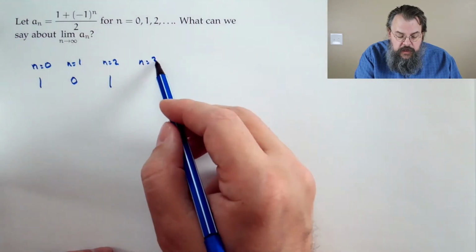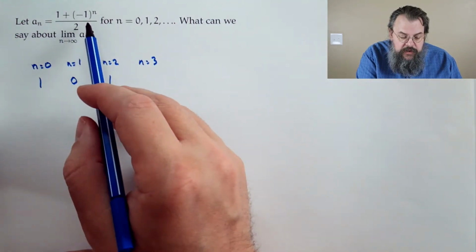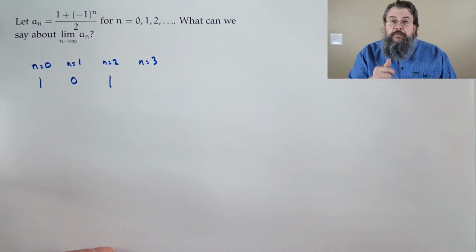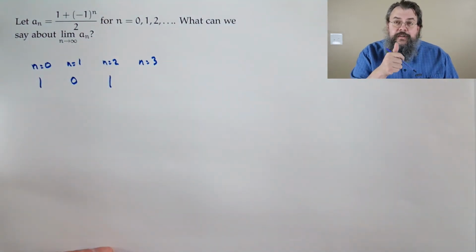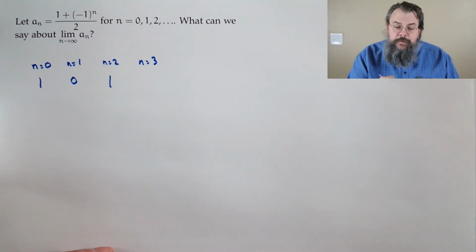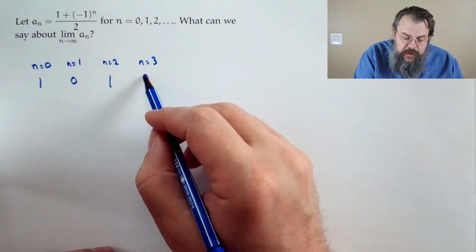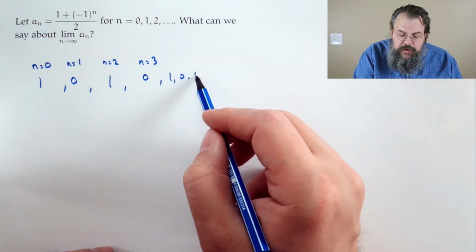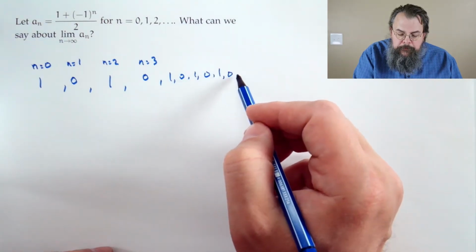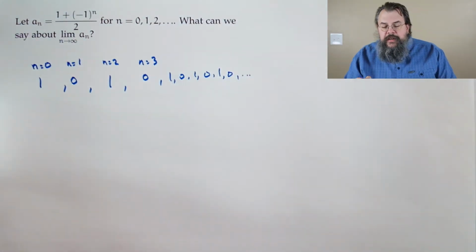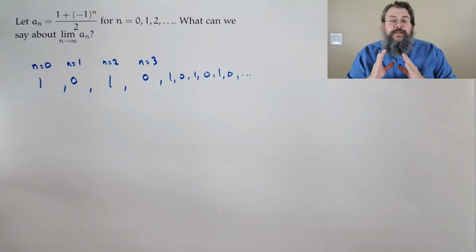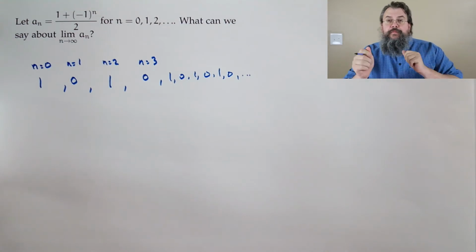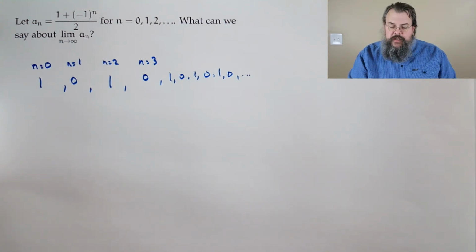And I think we see a pattern going here. Minus 1 to an even power is going to be plus 1, which ends up with 1 plus 1 over 2. Minus 1 to an odd power is minus 1, so 1 minus 1 over 2. So what's going to happen is we're going to alternate. It's 1, 0, 1, 0, and it's just going to keep doing that. All right, so our sequence could be described as going back and forth: 1, 0, 1, 0, 1, 0.